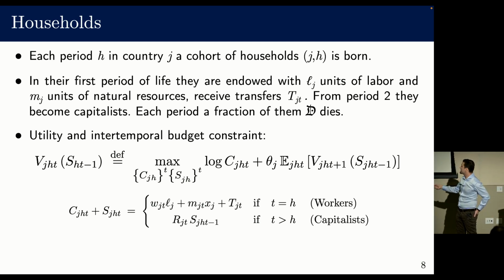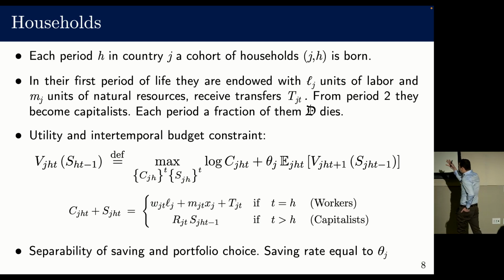So it's basically whatever they saved in the previous period. So S_JHT is the saving of the cohort H in country of origin J at time T. And that gets multiplied by the rate of return which they earned on their saved capital, okay? Now, what this life cycle setup buys us is something very convenient. It's basically what makes our model tractable, which is the separability of the saving and portfolio allocation problems. And so in particular, all of the agents from country J are going to save a fixed proportion of their income, which is equal to the discount rate theta_j.